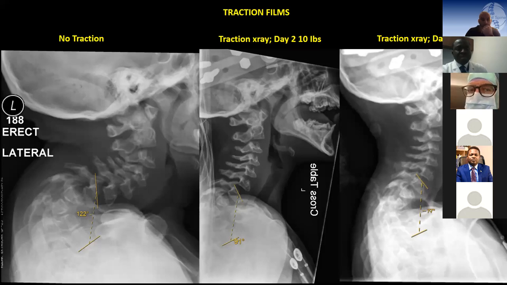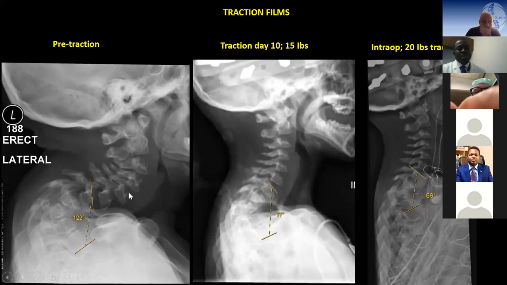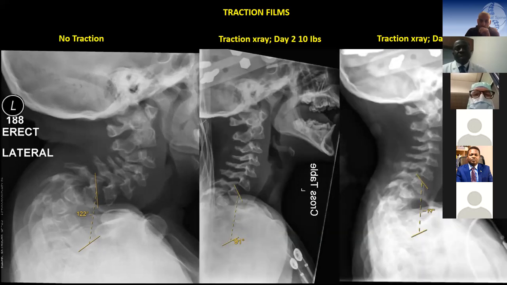So this is the patient that I'm presenting today. You can see the pre-op traction x-rays on the left. This is day two traction x-rays in the middle with 10 pounds of traction. You can see that the Cobb magnitude has now decreased from 122 to 77. And then after 7 days with 15 pounds, it has gone down to 77.